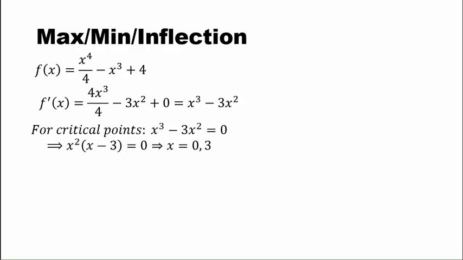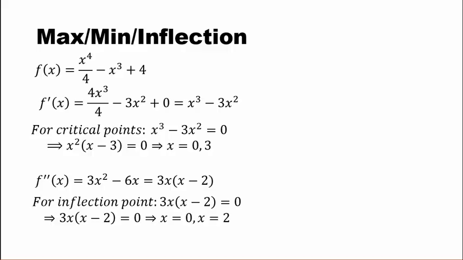Now we'll find some more information for the inflection point. So we go to the second derivative, starting from the first derivative. So we get 3x squared minus 6x, and again we write this one in factored form. We can factor out 3x, and the remaining factor will be x minus 2. And then for inflection point candidates, we want to solve this one too. So we have 3x times x minus 2 is 0, and that gives me, by the zero product property, x equals 0 and x equals 2.